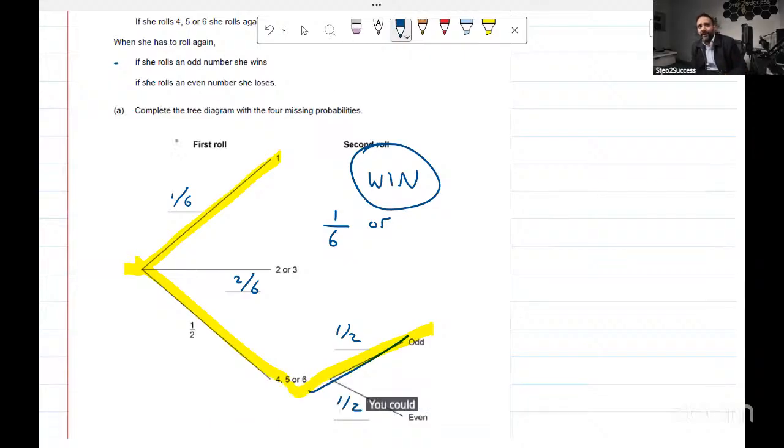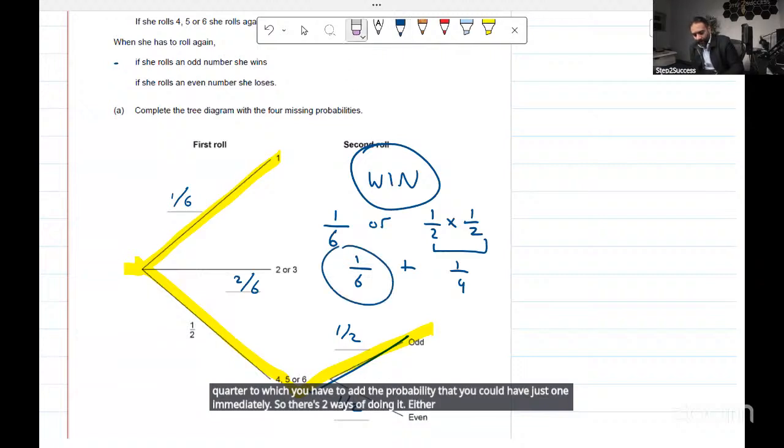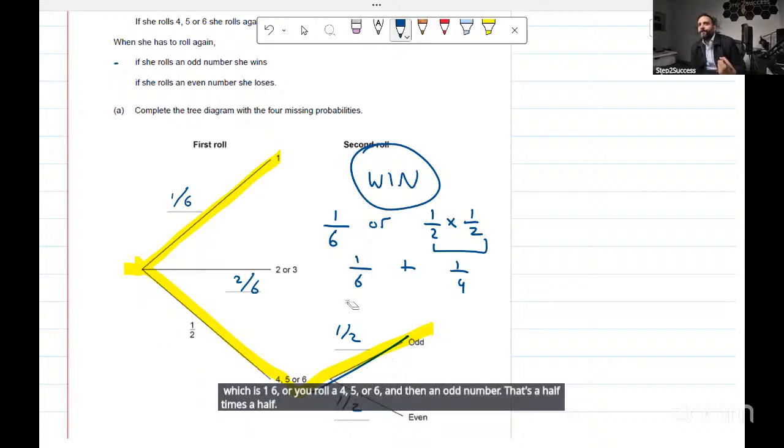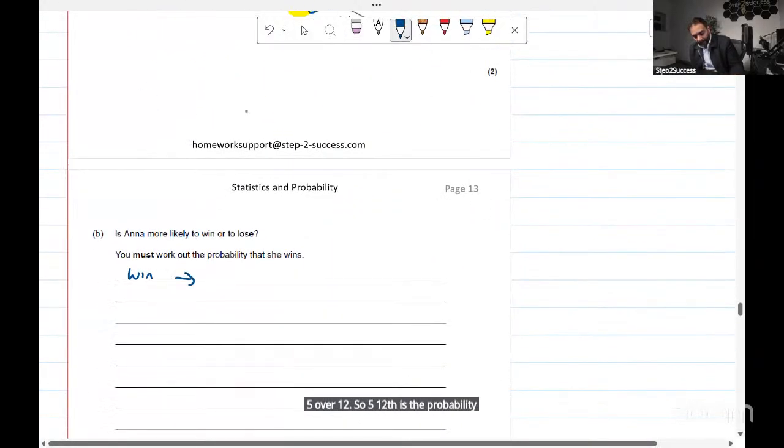Or you could roll a 4, 5, or 6, the probability of which is a half, and then roll an odd number, which is another half. So this bit here is a quarter, to which you have to add the probability that you could have just won immediately. So there's two ways of doing it. Either you roll a 1 straight away, which is 1/6, or you roll a 4, 5, or 6 and then an odd number. That's a half times a half. 1/6 plus 1/4 is what you have to do, which is 10 over 24. Easy way to do that: 12, isn't it? It's easier. 5 over 12. So 5/12 is the probability of winning.